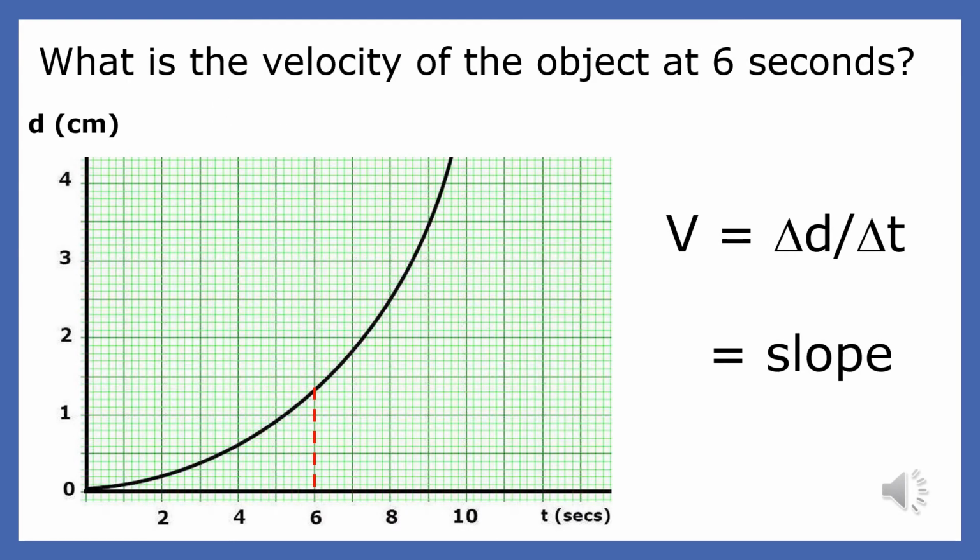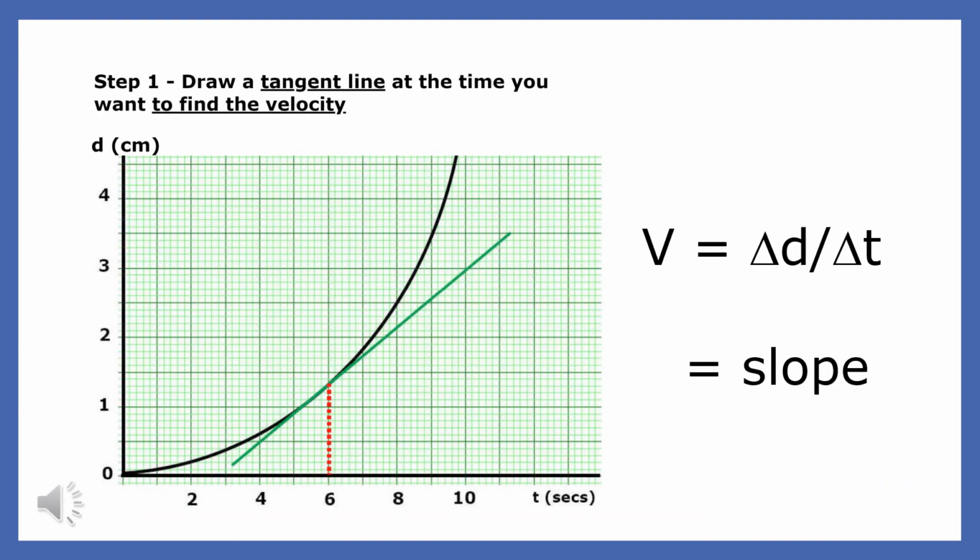What is the velocity of the object at 6 seconds? If we wanted to find the velocity of the object at 6 seconds, we would have to draw a tangent line to the plot at that moment. Before we do that, we need to draw a dotted line up from the time we are interested in, which is 6 seconds. We then draw a tangent line where the dotted line hits the plot. The tangent line should hit the plot at a single point.